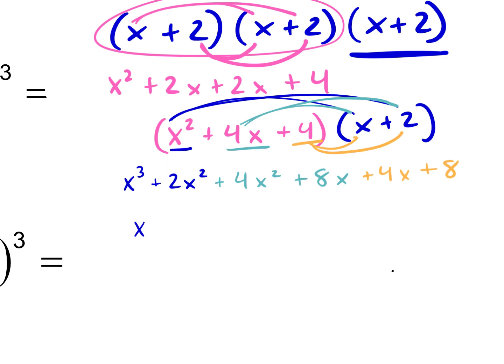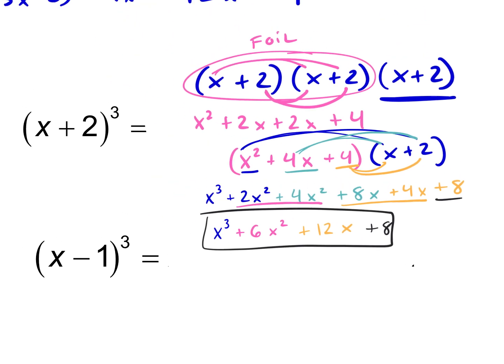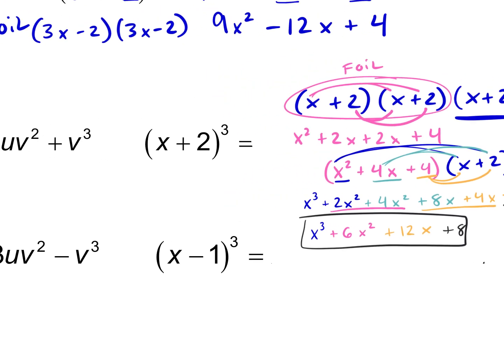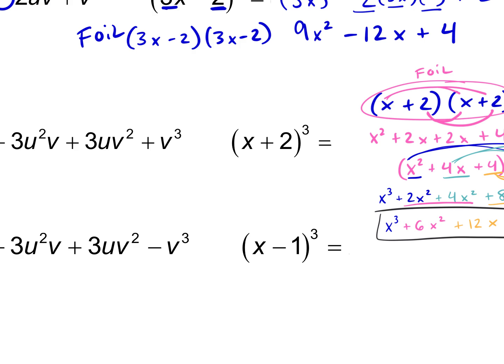What would we do next? Combine like terms. So we've got x to the third power. When we combine our x squareds, what's 2x squared plus 4x squared? 6x squared. What's 8x plus 4x? 12x. And then lastly, plus 8. So multiplying it 3 times is a little bit more work than using the shortcut. But I think memorizing this shortcut is kind of not fun. I would just write it 3 times, FOIL it out.